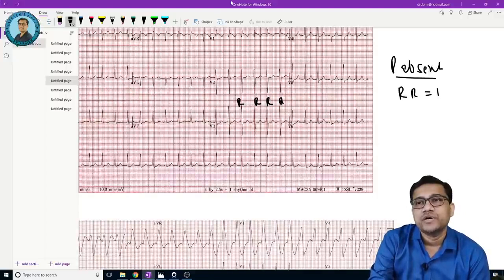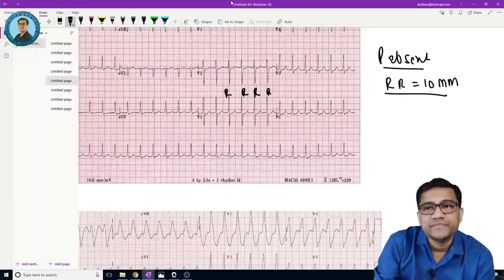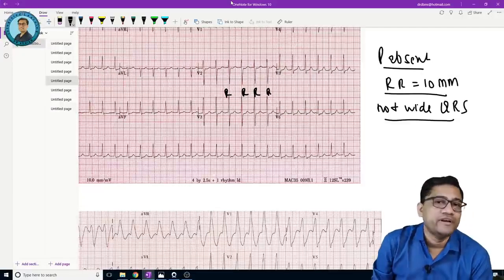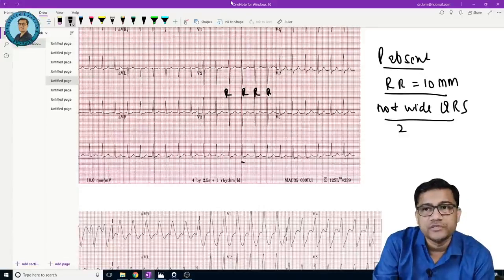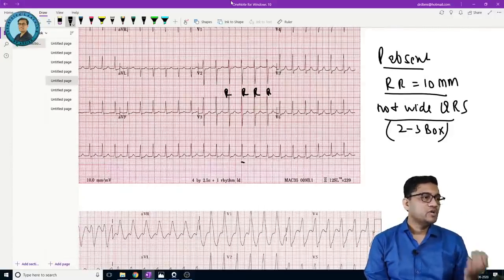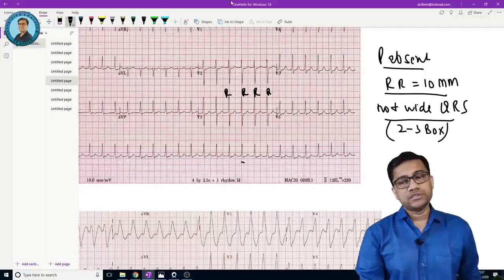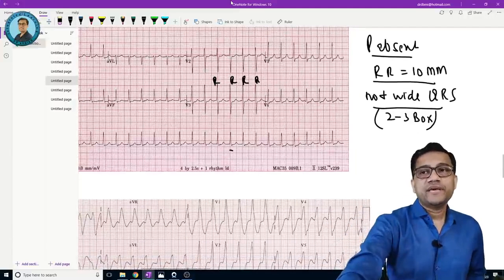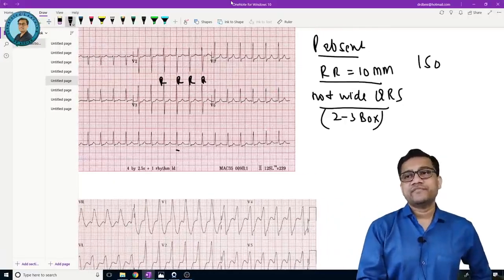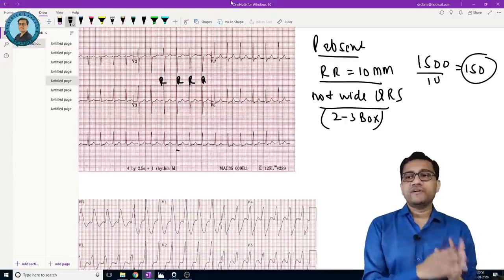So RR is equal to 10 mm. And are they broad? No. They are less than 3. So they are not wide QRS. They are normal, almost 2 to 3 boxes. Are you clear? So they are 2 to 3 boxes. If they are 2 to 3 boxes, that means normal. And the rate is what? It is 1500 by 10. How much? 150. Clear? 150. If it is 150, that is VT.